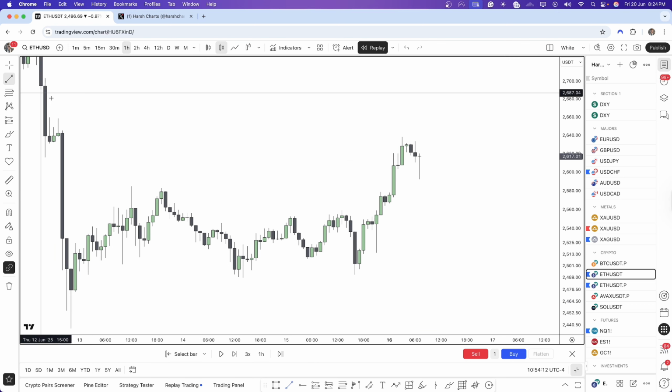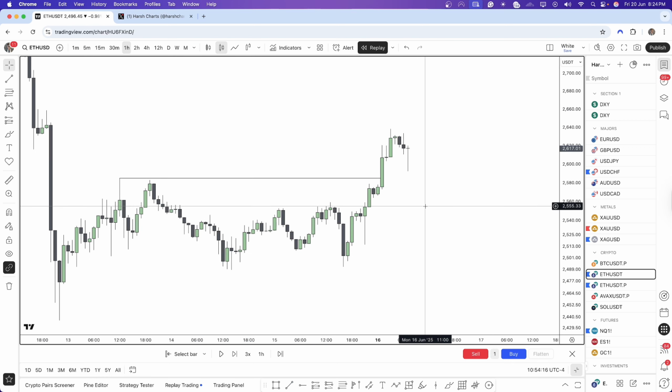We can see that we broke this certain high with a very great displacement to the upside. You can see we got a nice displacement, as we wish to have after a breakout. Second, if I just look at this, that is also a good fair value gap. So you got this fair value gap.